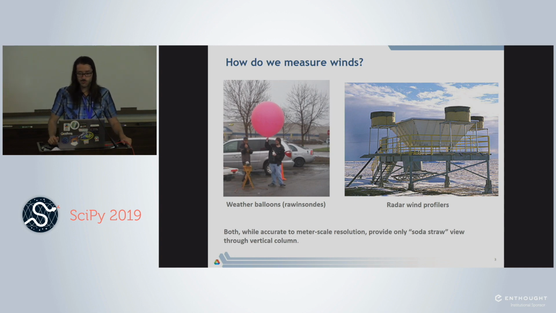We also use radar wind profilers. Now these send microwave pulses of radiation up through a vertical column, and what they'll detect is the phase shift between the microwave radiation that was sent up and back to actually try to detect what the velocity is, and from there you'll get a profile of winds in the atmosphere. Now these are fairly accurate ways to measure, but they only provide sort of straw views to vertical columns.